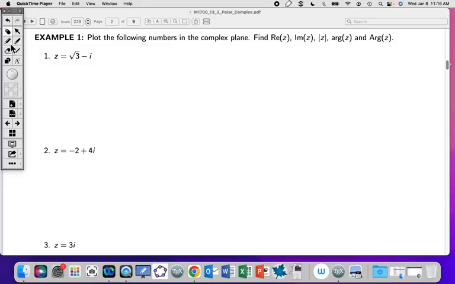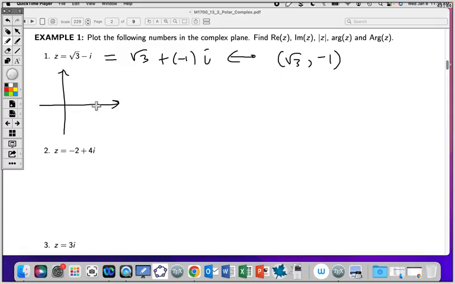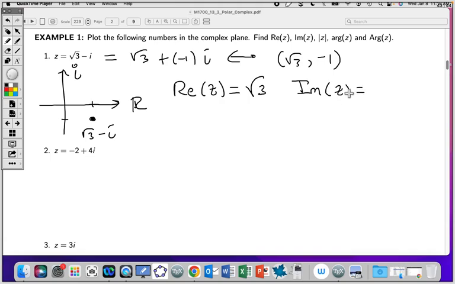All right, so first thing is we have square root of 3 minus i. That's the square root of 3 plus -1i. That's going to correspond to the point square root of 3, -1. So there it is. That's your real axis. That's your imaginary axis. So there it is on the Argand plane. What's the real part of this? The real part is the real number here, square root 3. What's the imaginary part of this? The coefficient of i, -1.